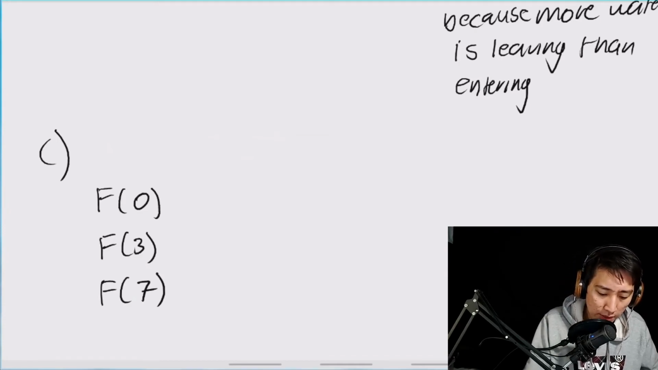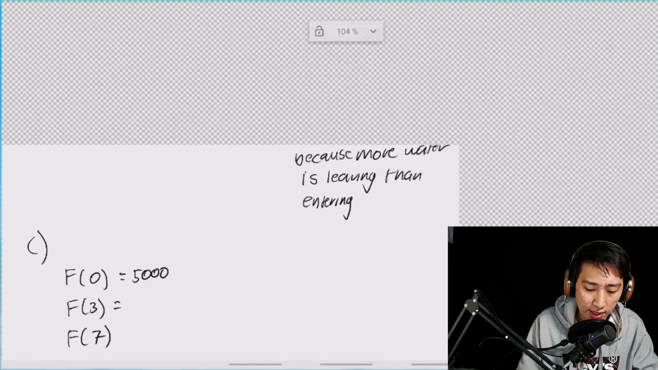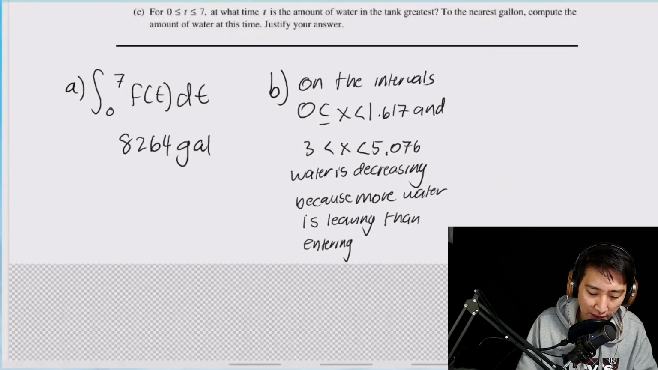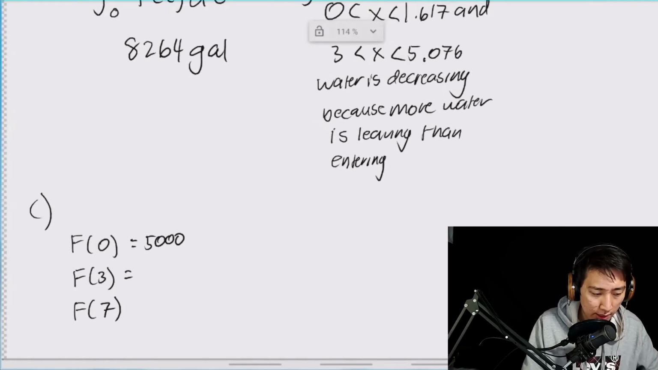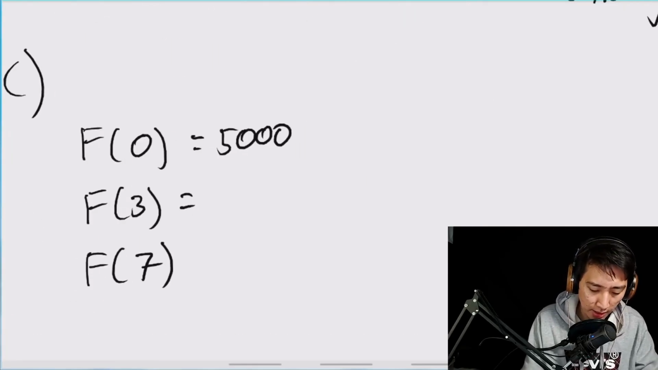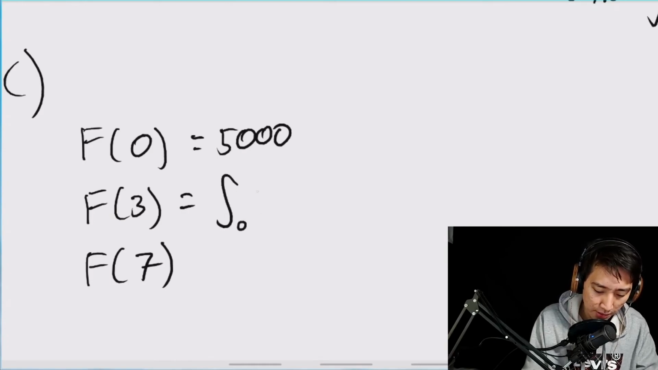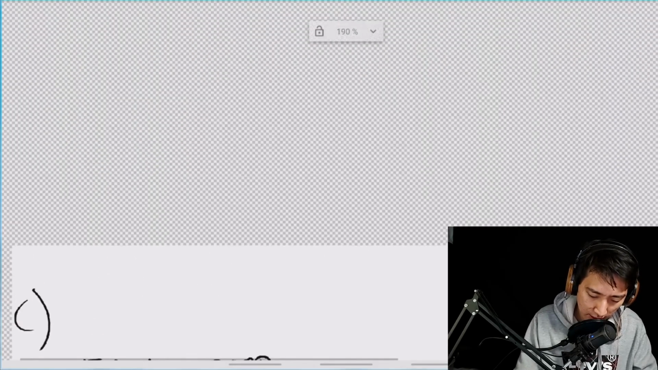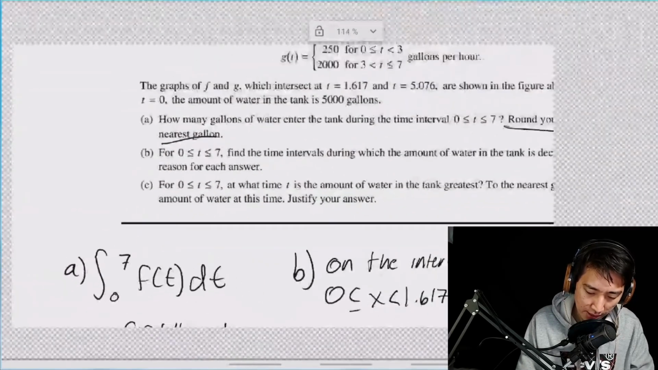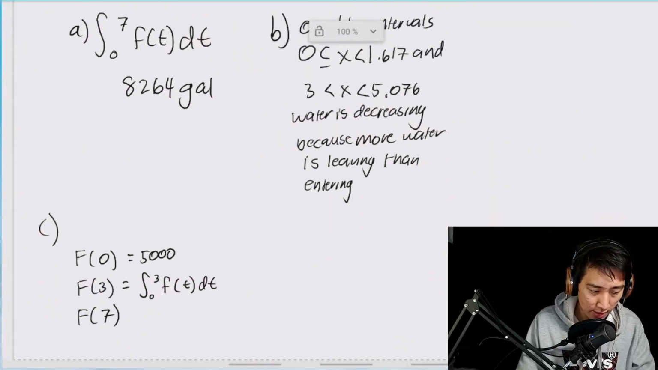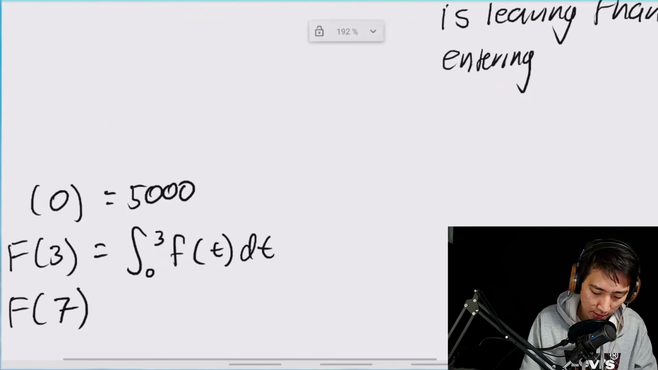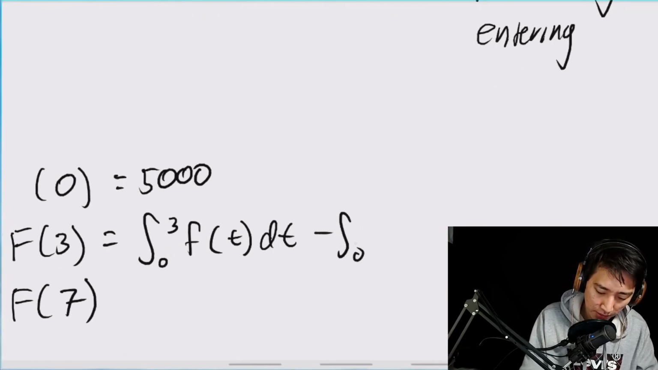Okay, so F of 0 is just 5,000. And the reason this is 5,000 is it said earlier that it starts with 5,000 gallons. Next, F of 3 is going to be the integral from 0 to 3 of f of t dt. Let's make sure that that's what they're doing. Yeah, f of t dt, minus the integral from 0 to 3 of g of t dt.